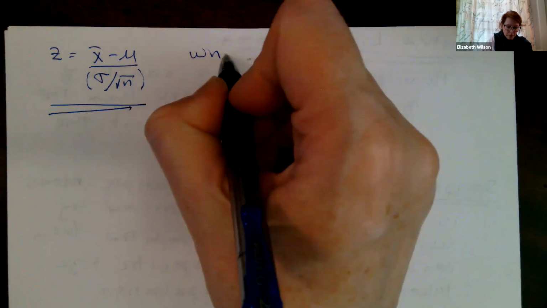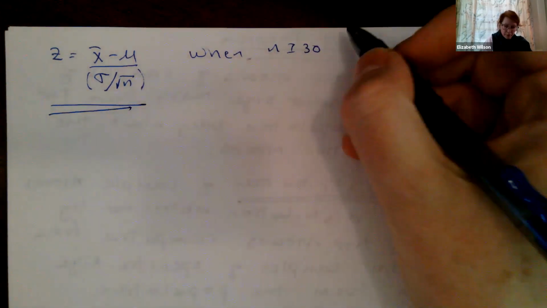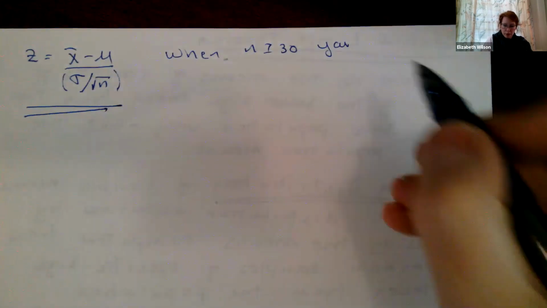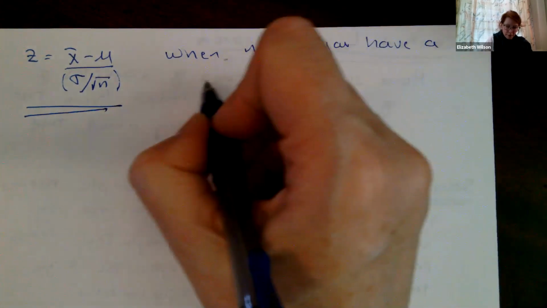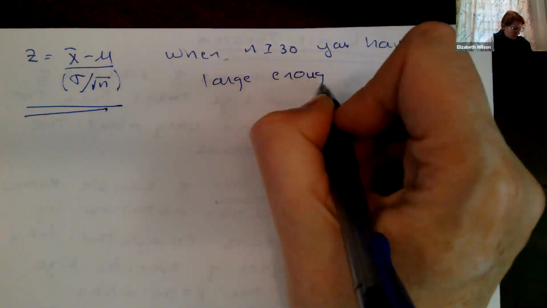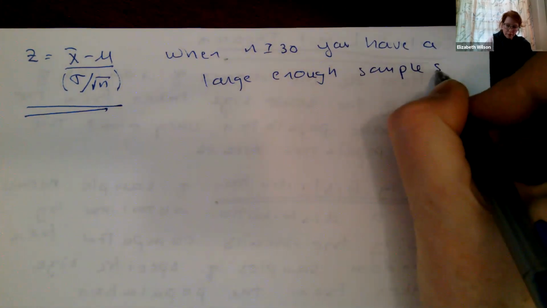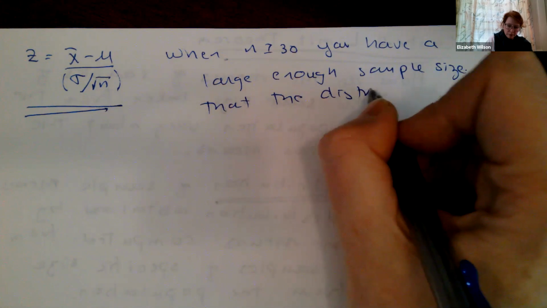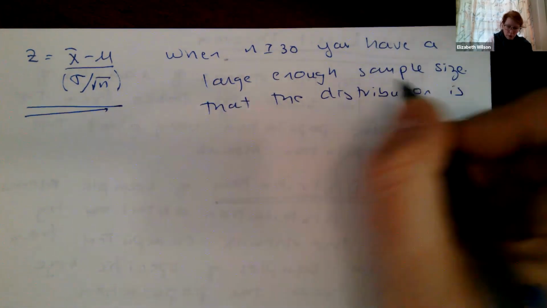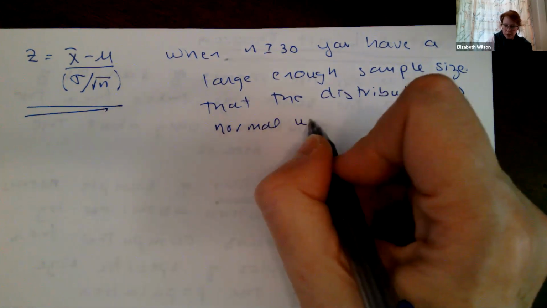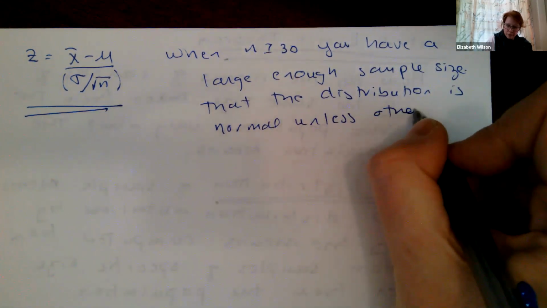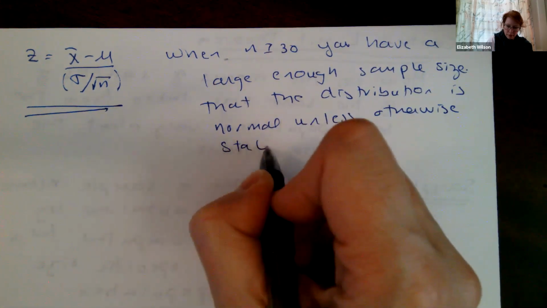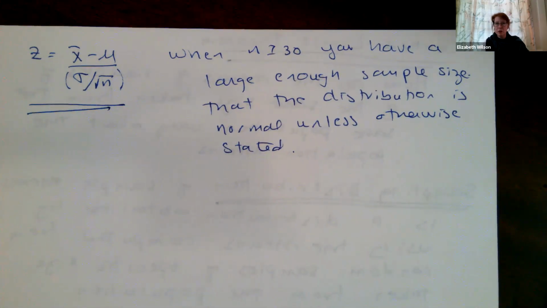So when n is greater than or equal to 30, typically as a rule of thumb, you have a large enough sample size that the distribution is normal unless otherwise stated. Okay, this is our law of large numbers. 30 doesn't seem like a very large number, but it's large enough to start to get confidence that our binomial data actually is fitting very nicely into a normal curve.